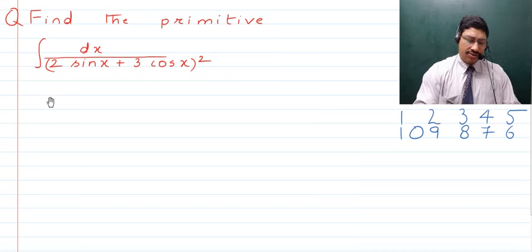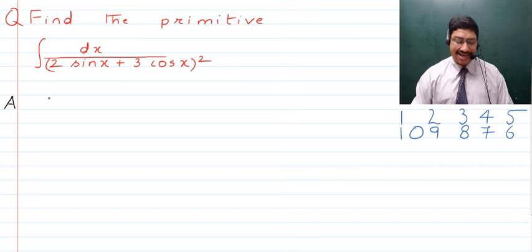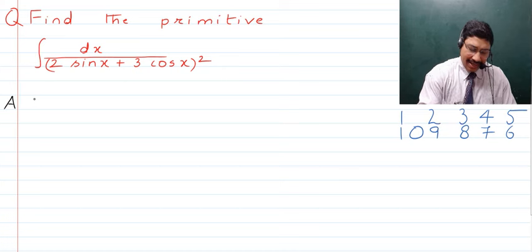Okay, now children, here we get to see in this question that we have integral of dx upon (2 sin x plus 3 cos x) whole square. So here children, as you see there is a binomial in the denominator, right? And there is also a square, and if the square is opened up, it will become a trinomial. Our task will be first to make this a monomial, right? So how do we make this a monomial? Let's see how we can do it.